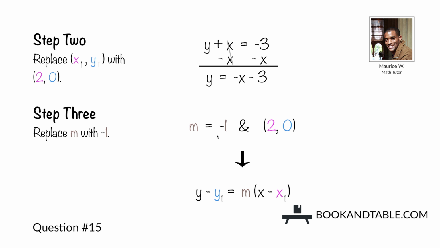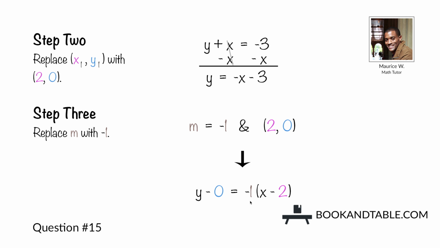So if we know the line we are looking for has a slope of -1, and it passes through the point (2, 0), you plug these two pieces of information into the point slope form to figure out the equation of this line. So step 2, replace x1 with 2, and replace y1 with 0. And then step 3, replace m with -1. Now we have the information we need to figure out the equation of this line.